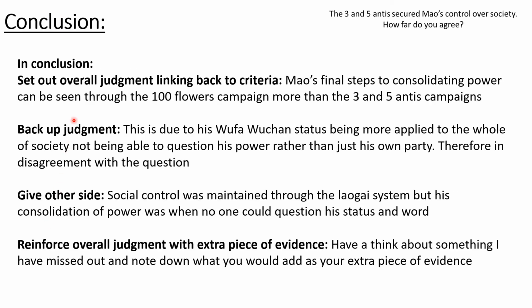Now we're going to summarise it all in this conclusion and just completely round off the argument. So I've just broken it up into 4 different parts, like I did in my other essays. So, Mao's final steps consolidating power can be seen through the 100 Flowers campaign more than the 3 and 5 Antis campaign. So I'm just setting out that overall judgment, linking back to that criteria, and saying that I'm really in disagreement with this question.